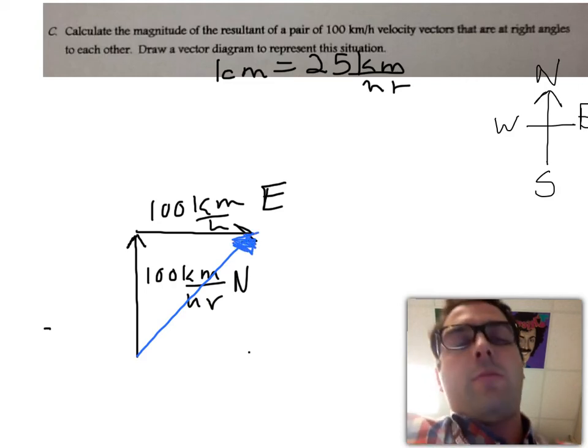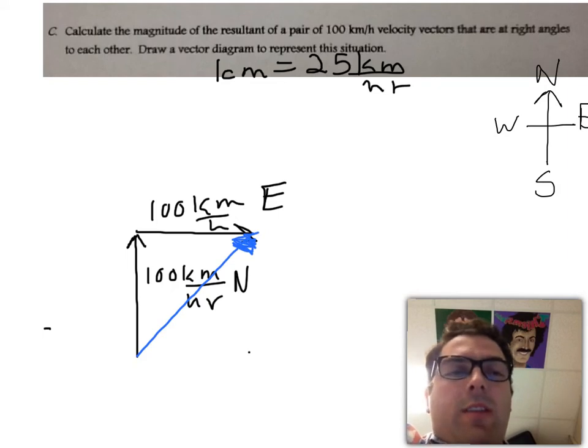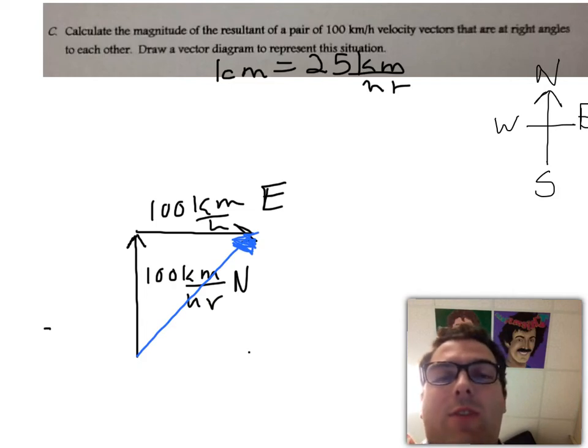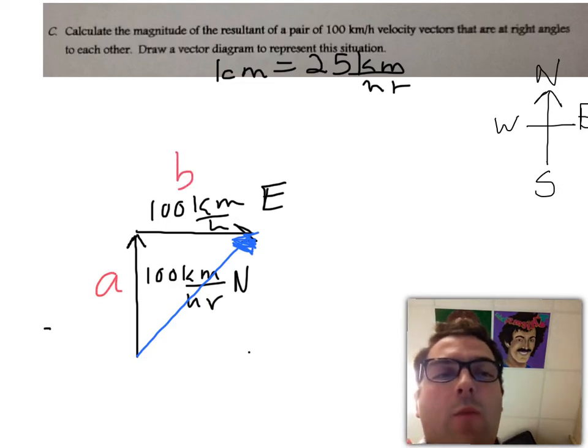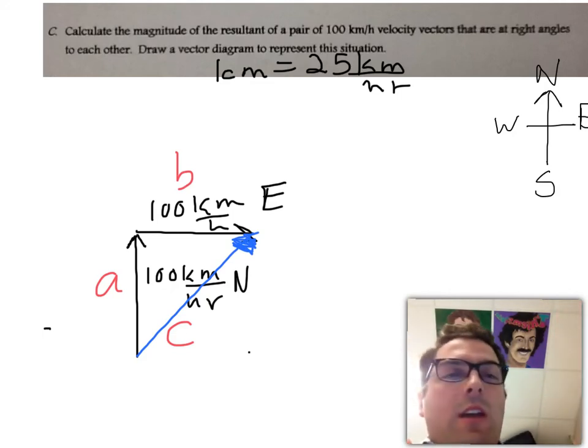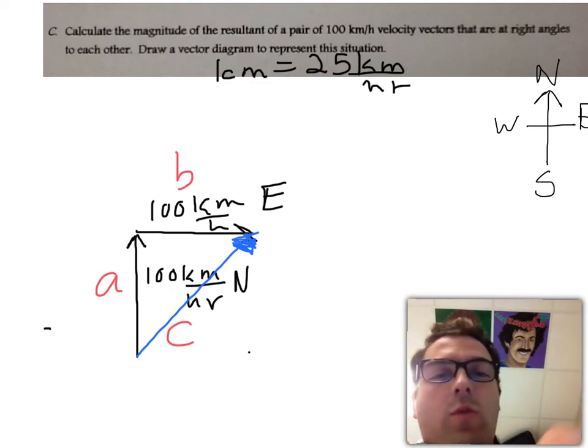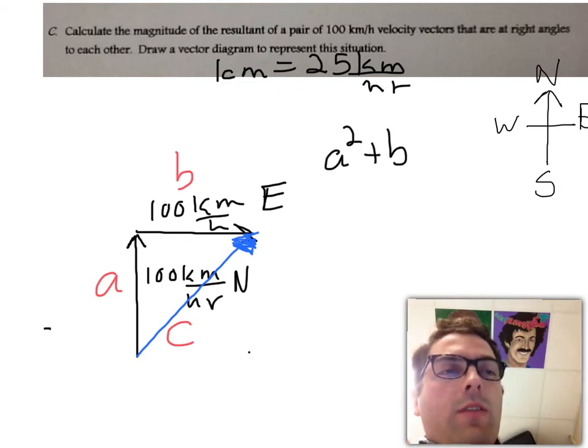So if we label this blue one now, this blue one is our resultant. It's when you combine these two. If you notice, what we've made is a triangle. So this would be side A, side B, and what we're solving for is side C. So this takes us straight to the Pythagorean theorem, which means we're going to do A squared plus B squared is equal to C squared.